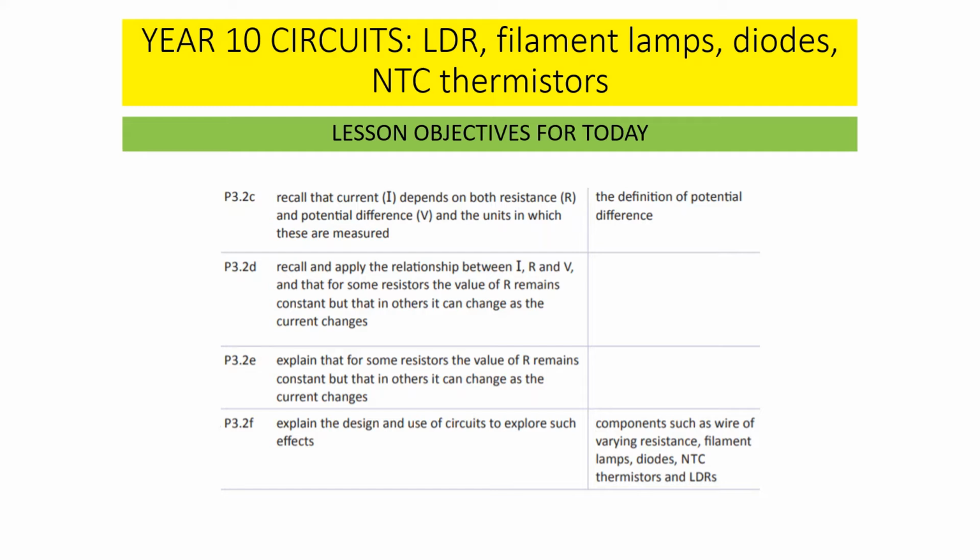Recall and apply the relationship between I, R, and V, and that for some resistors the value of R remains constant, but that in others it can change as the current changes. And P3.2F, explain the design and use of circuits to explore such effects. So we'll be looking at wires, filament lamps, diodes, NTC thermistors, and LDRs.